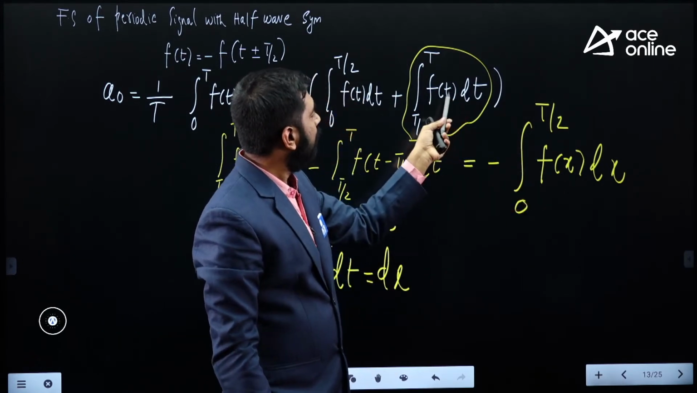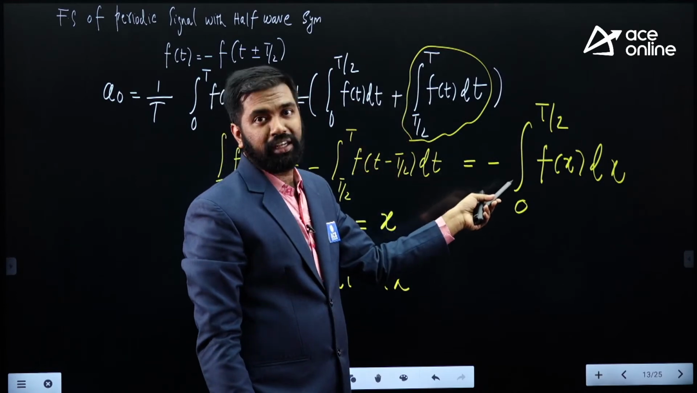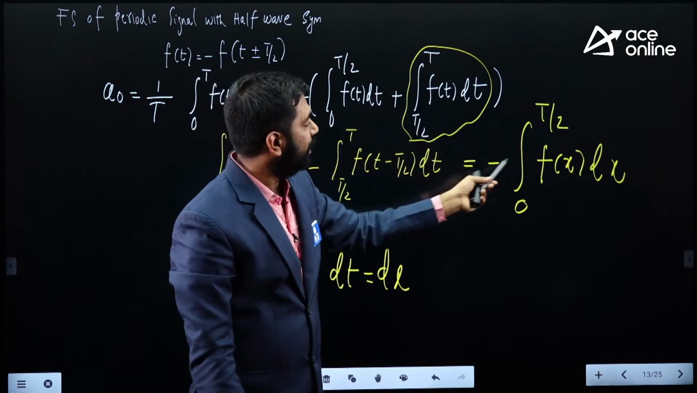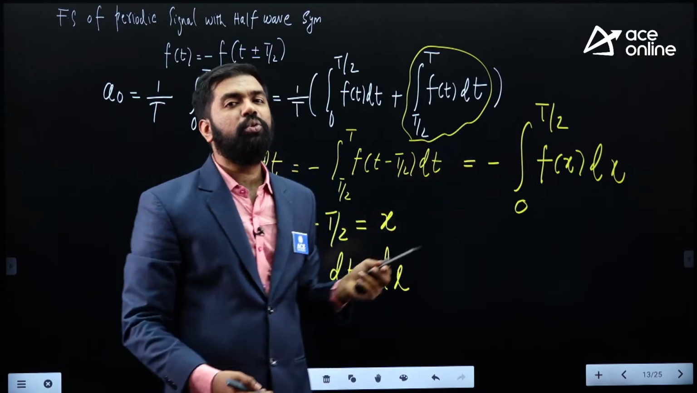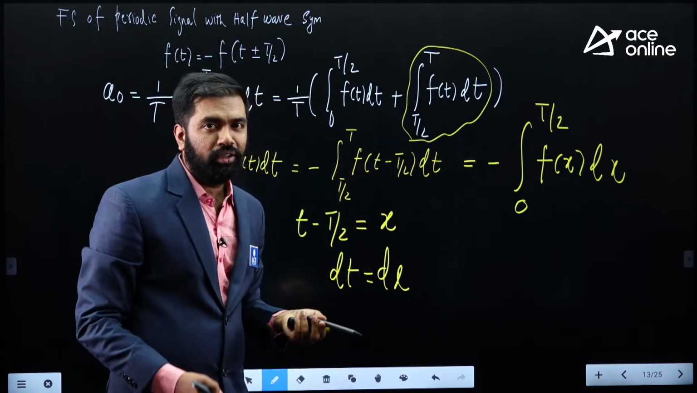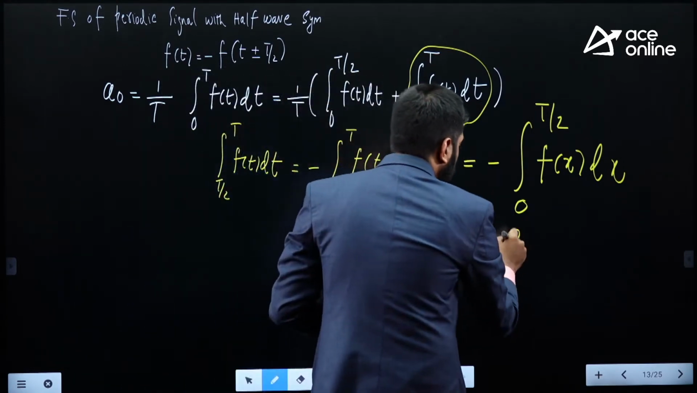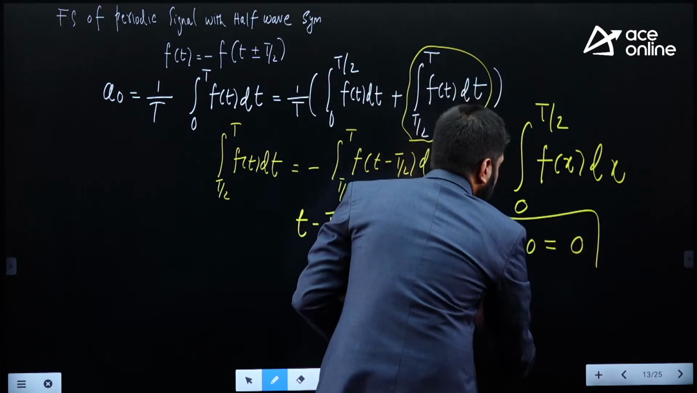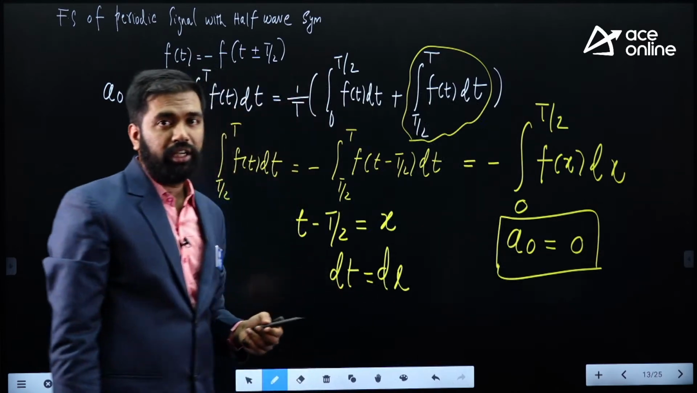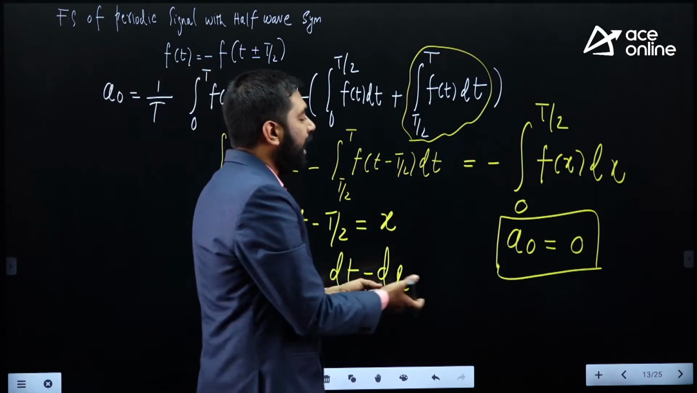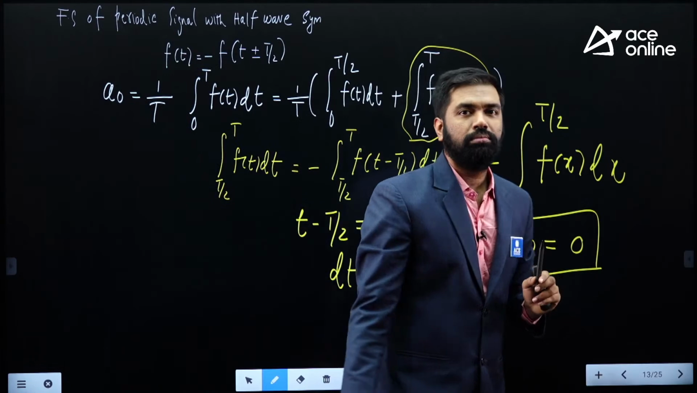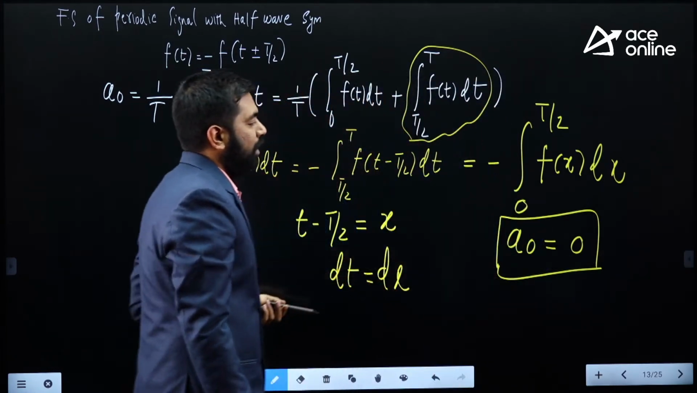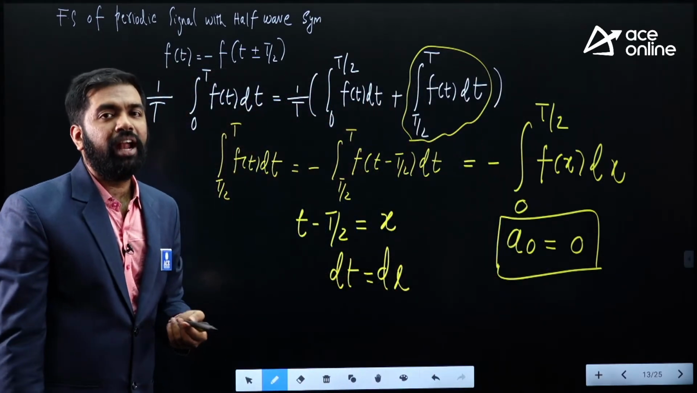So if you put this here, they both cancel because of the minus sign. Except for the minus, they are equal. So when you put this here, obviously they cancel. What are you going to get? You are going to get A0 as 0. That means if a signal has this half wave symmetric nature, the DC value or the average value is 0.